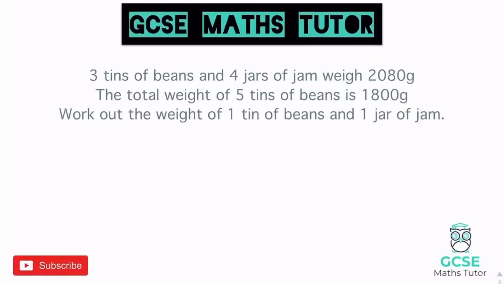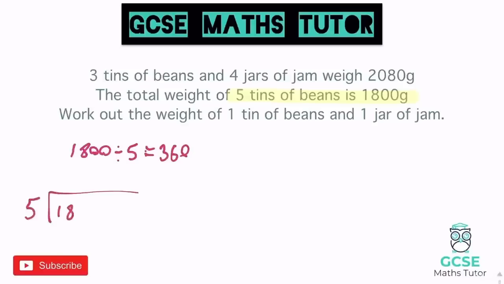3 tins of beans and 4 jars of jam weigh 2,080 grams, and the total weight of 5 tins of beans is 1,800. Work out the weight of 1 tin of beans and 1 jar of jam. Well, straight away we can work out the weight of 1 tin of beans from this, because it says 5 tins of beans is 1,800. So if we do 1,800 and divide it by 5, we get the answer 360.